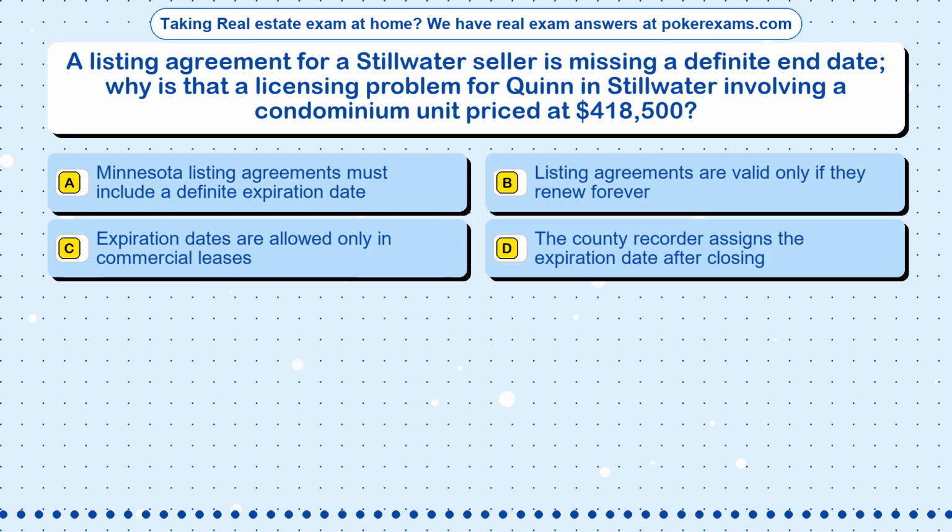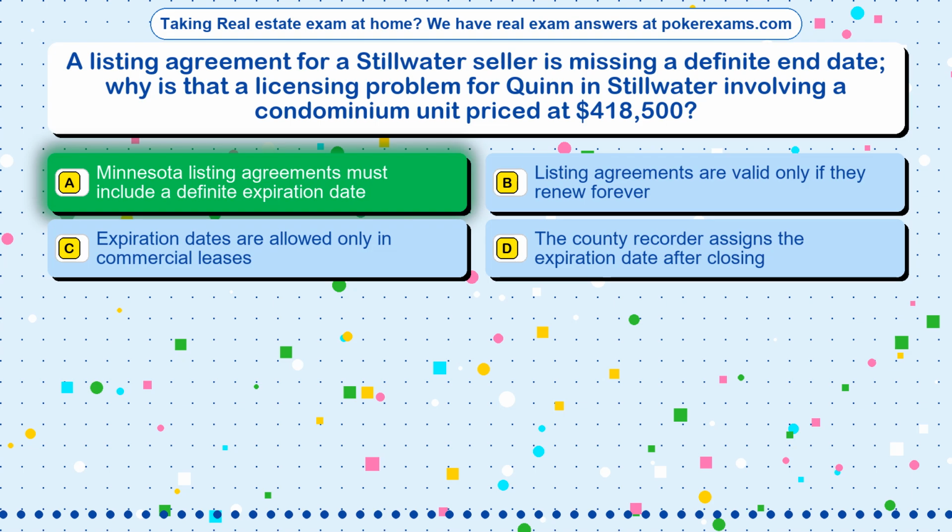Question 65. A listing agreement for a Stillwater seller is missing a definite end date. Why is that a licensing problem for Quinn in Stillwater involving a condominium unit priced at $418,500? Option A, Minnesota listing agreements must include a definite expiration date. Option B, listing agreements are valid only if they renew forever. Option C, expiration dates are allowed only in commercial leases. Option D, the county recorder assigns the expiration date after closing.